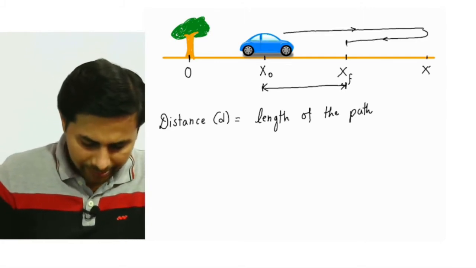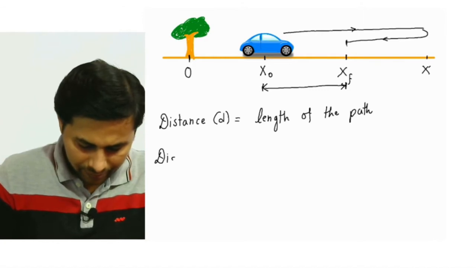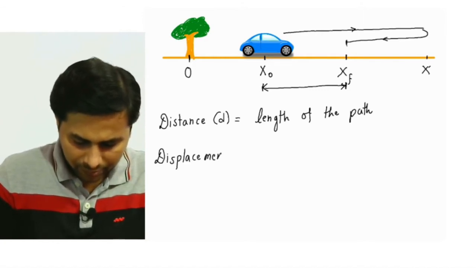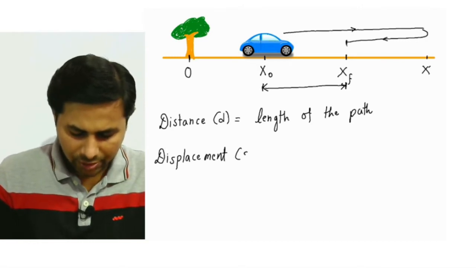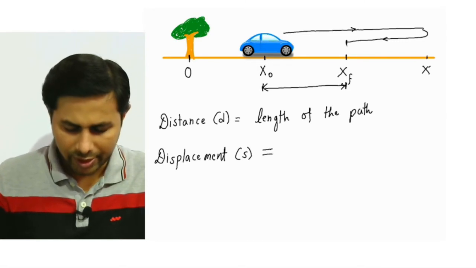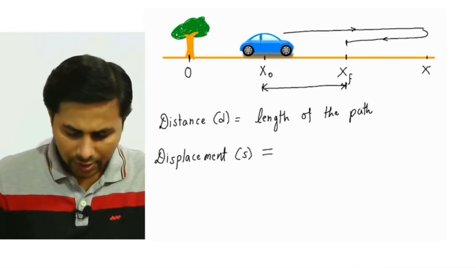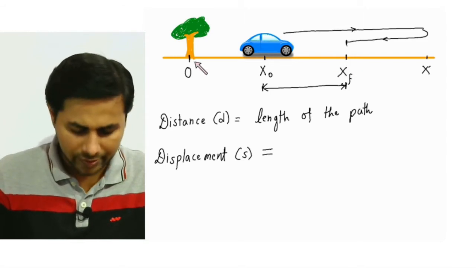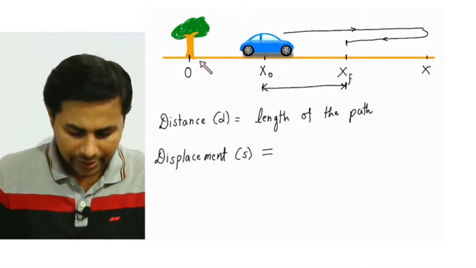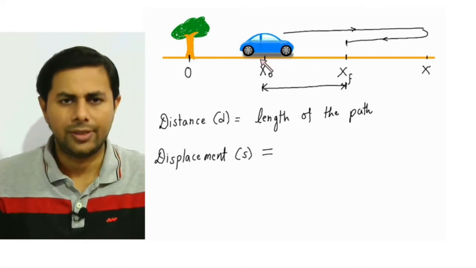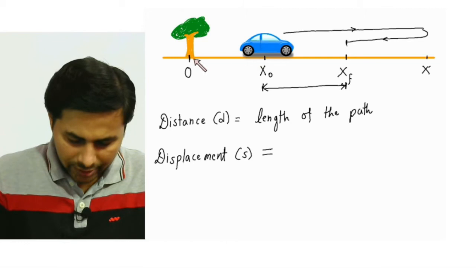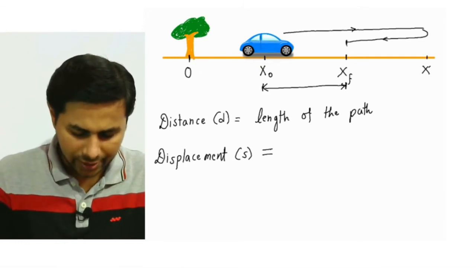So let's define displacement. It is denoted by s, and here it will be equal to the distance of the final position from the origin minus the distance of the initial position from the origin. Okay, so which is xf minus x0.